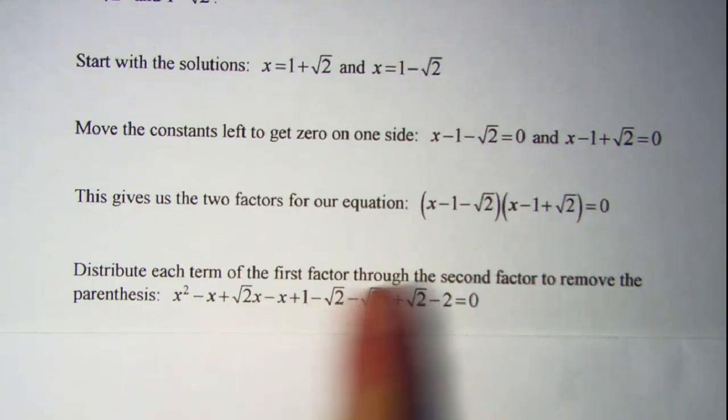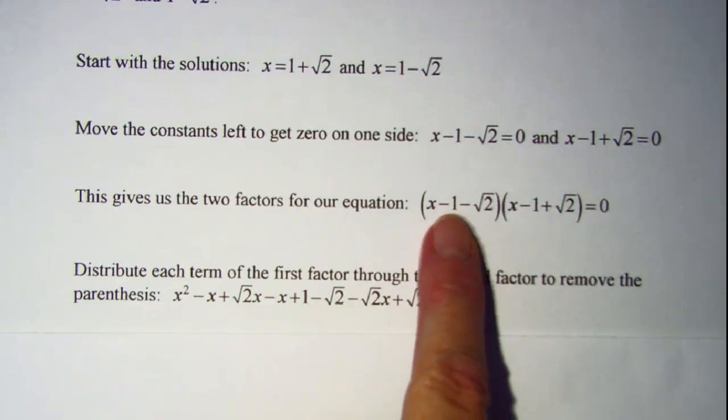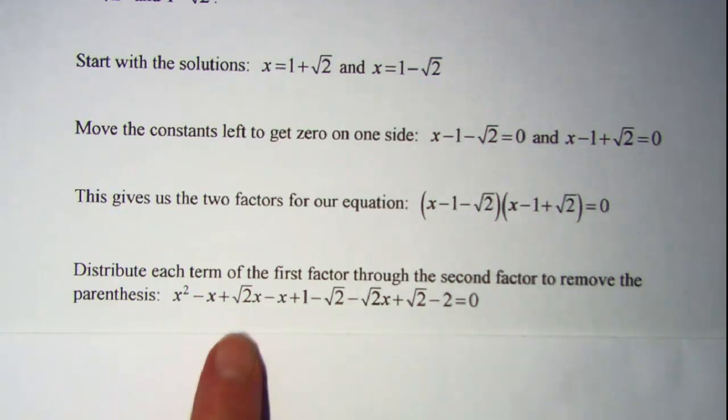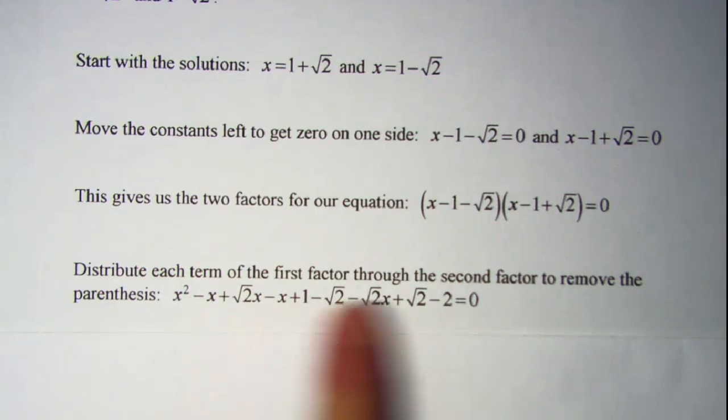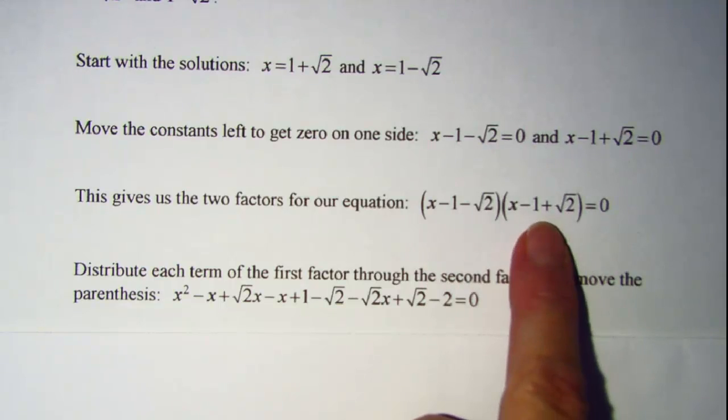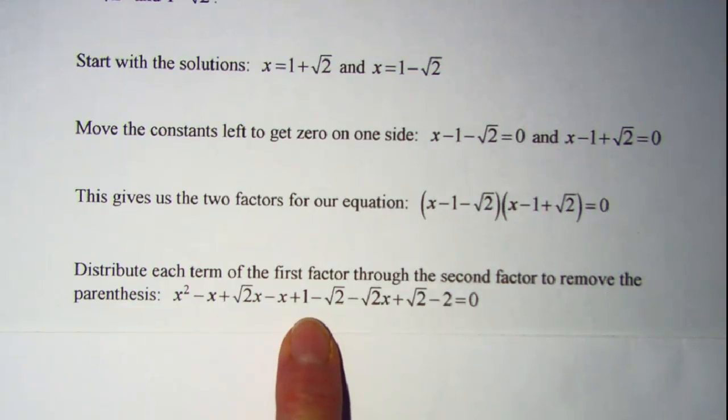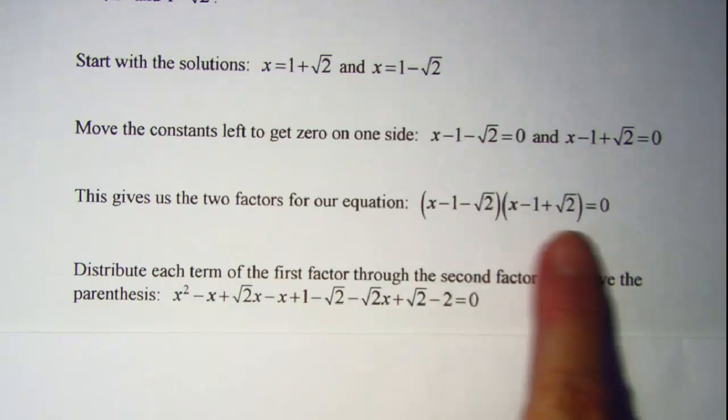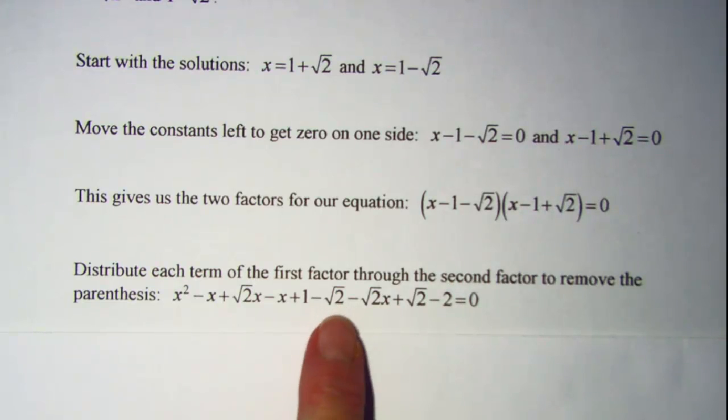Now we're ready for the negative 1. Negative 1 times x is negative x. Negative 1 times negative 1 is positive 1. And negative 1 times radical 2 is negative square root of 2.